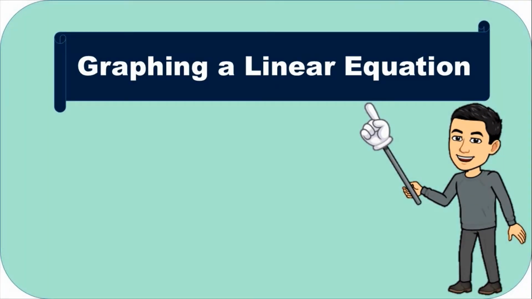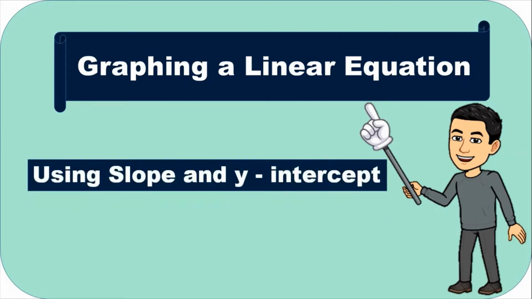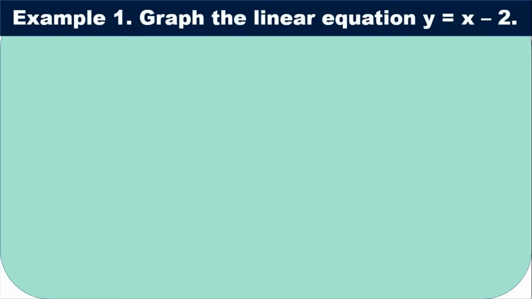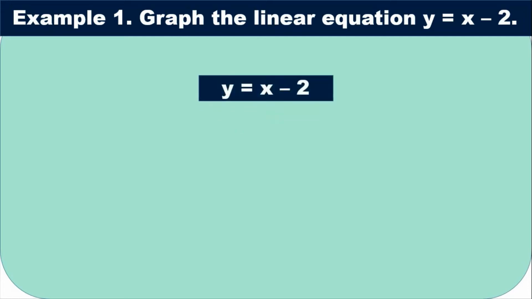Hello everyone, in this video we will still be learning how to graph a linear equation in two variables, but this time we will use the slope and the y-intercept of the given equation. Let's have an example. Graph the linear equation y equals x minus 2. The given is y equals x minus 2.